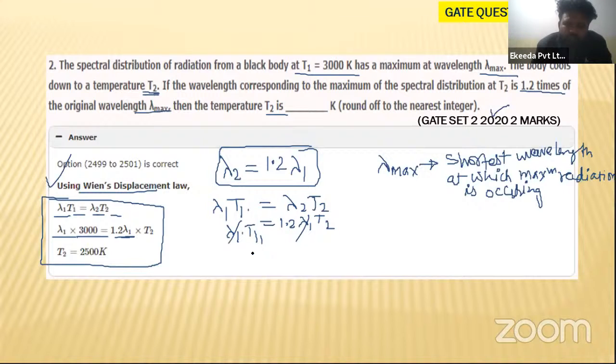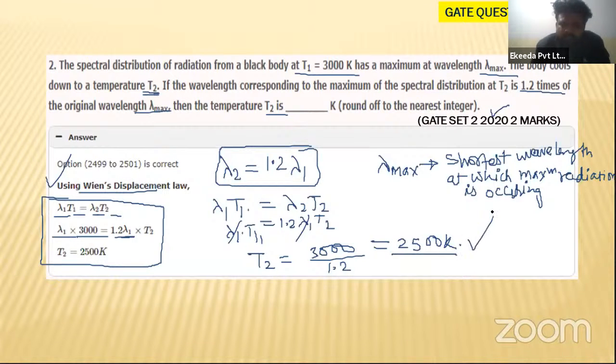So you will have the value of T2, which is equal to how much? T1 divided by 1.2, where T1 is given to be 3000. So what will be this value? T1 divided by 1.2 will be 2500 Kelvin. So this value will become equal to 2500 Kelvin. And I hope this concept is also clear. So they have asked only simple questions.